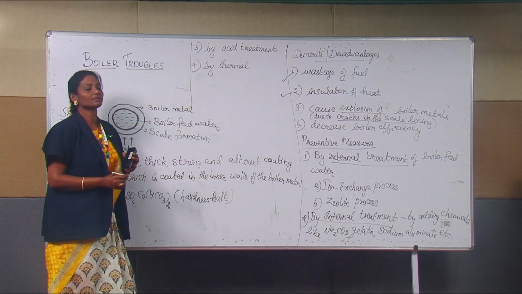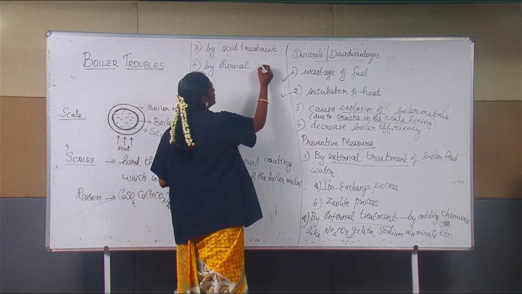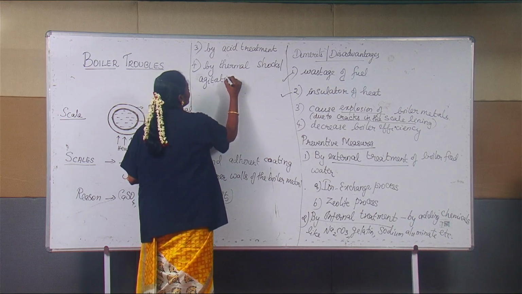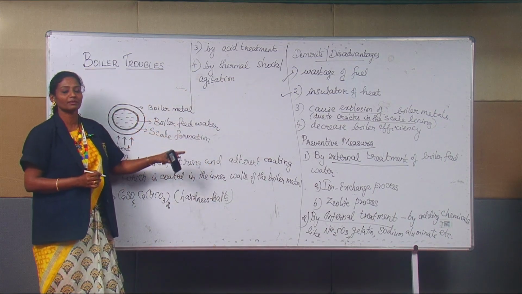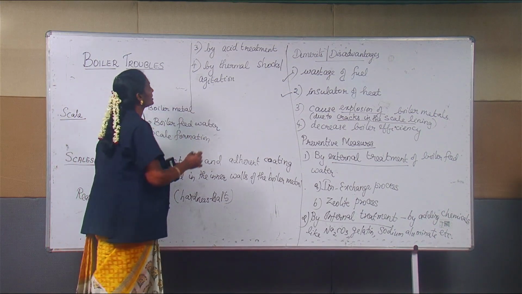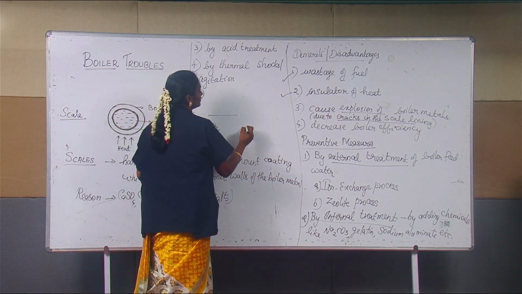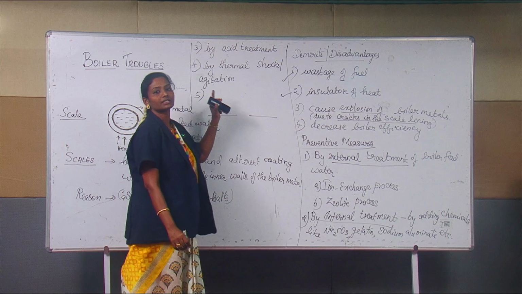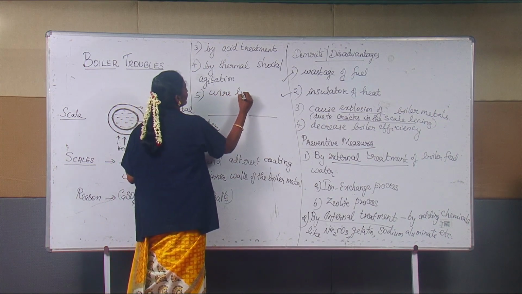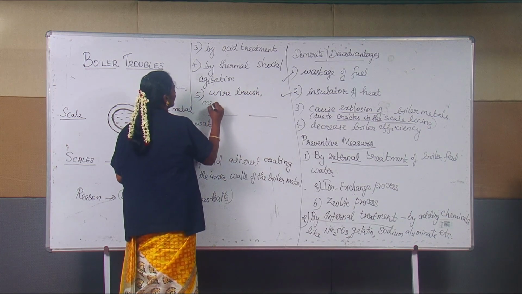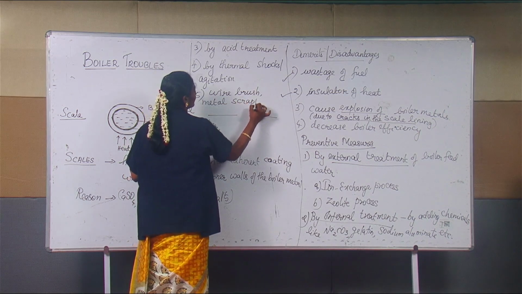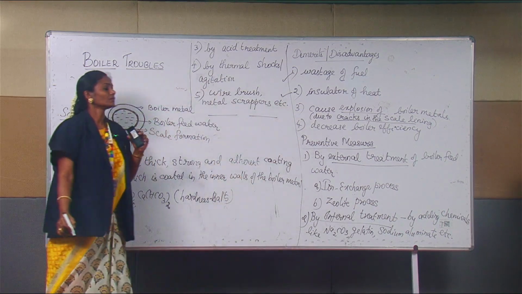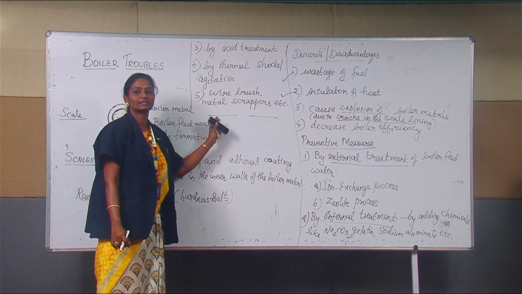The fourth preventive measure is by giving thermal shocks or thermal agitations. A sudden vibration along with the increased temperature would make the scales fall down, by which we will be able to prevent the scale formation. The last one is by using wire brushes or scrapers, by which we can scrape and remove the scales and sludges.